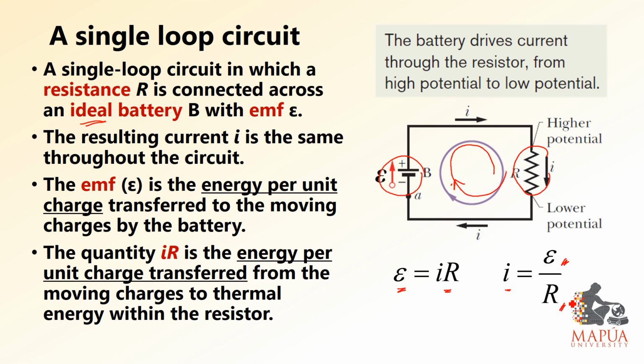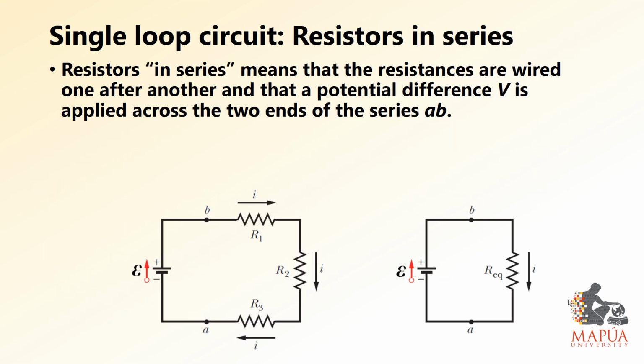Now, what happens if we have a series of resistors? So we say we have resistors connected in series. That means the resistors are connected one after another. So for example, we have our first resistor, let's call it R1. One terminal of that resistor is connected to one of the terminals of the battery, and the other terminal of your resistor is connected to one terminal of another resistor, and so on and so forth.